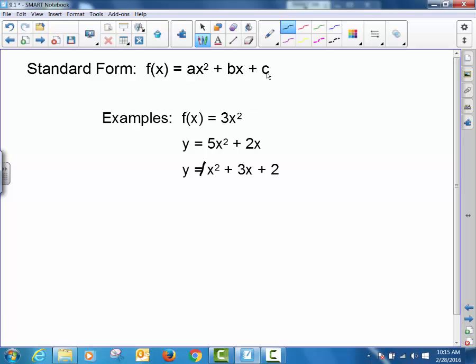The c is a constant number, or a number that does not have a variable with it. So when you look down here, the constant, or the c, is 2. In this one, the c is a 0, and in this one, the c is a 0. The only one that can't be a 0 is the a, because if the a is a 0, then it's no longer a quadratic equation because it doesn't have an x squared in it.